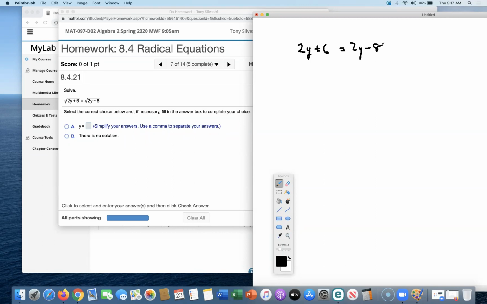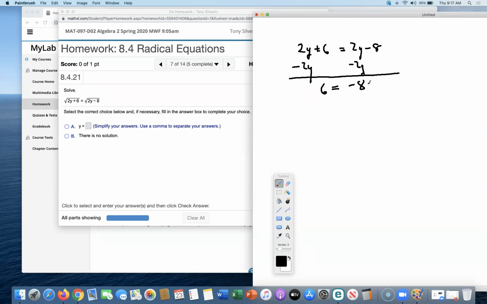Let's see. Subtract 2y from both sides. Get rid of the variables. Uh-oh. I see why this problem is here. All right, I subtract 2y. 6 equals... well, geez, I lost my variable. 2y minus 2y, there's no more y's. Equals minus 8.